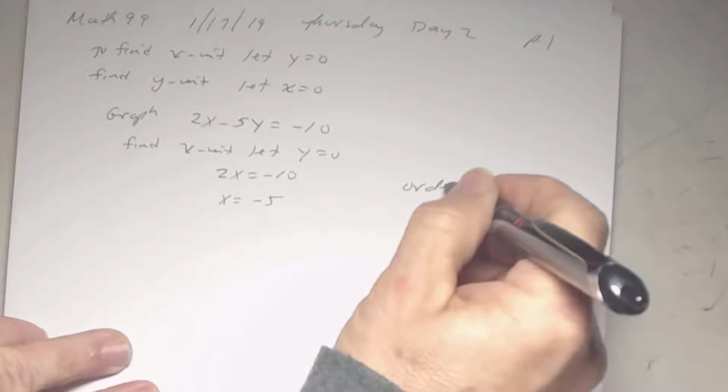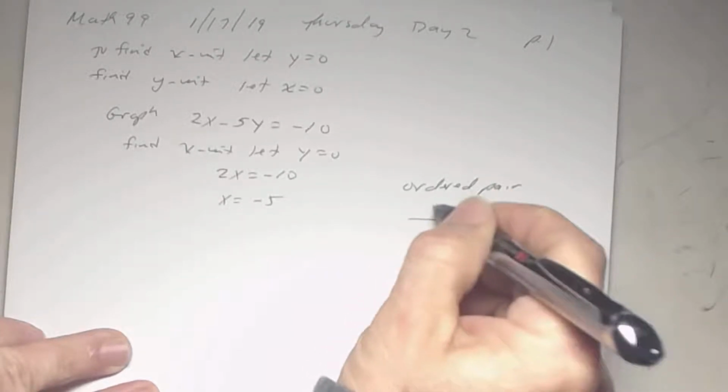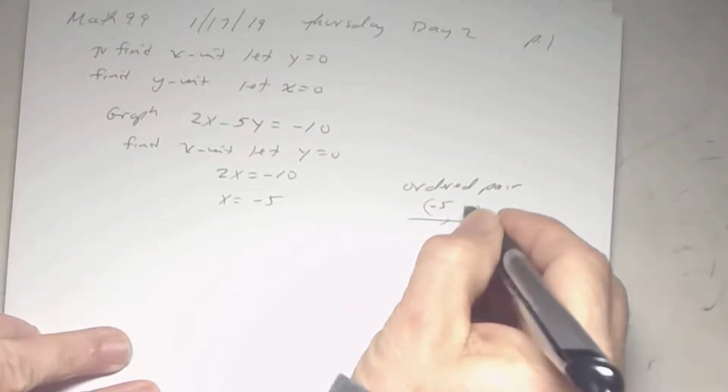All right, and it's going to ask you to put it as an ordered pair. So as an ordered pair, that's where you got to put the x and y coordinate. So what's the x coordinate? -5. What's the y coordinate? 0. Make sure you write it as -5, 0. It's not 0, -5. It's -5, 0. Because x is -5, y is 0.